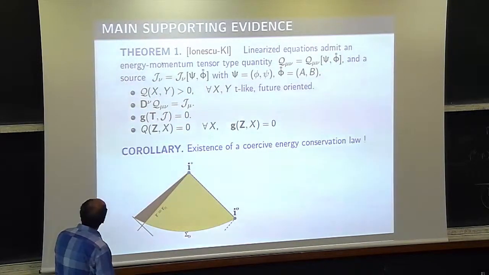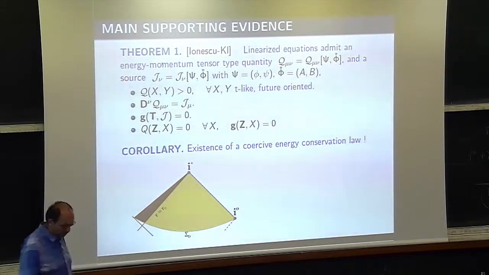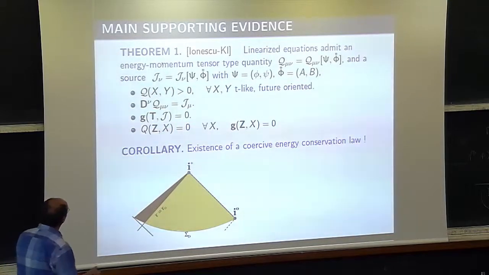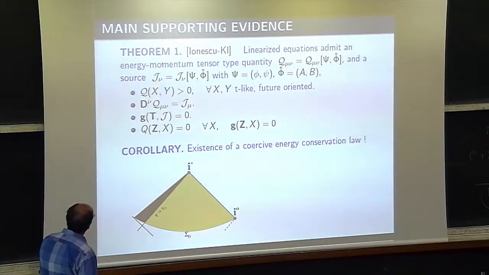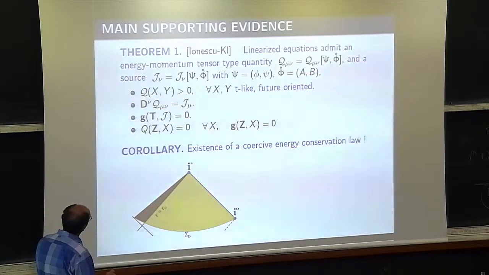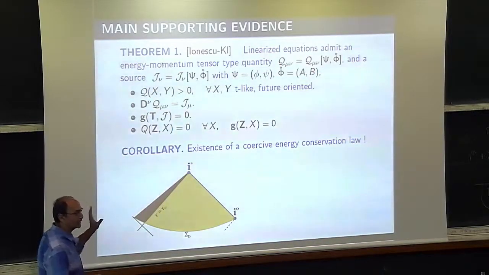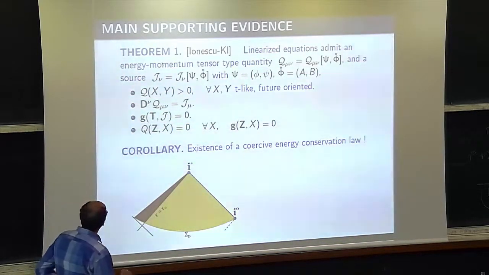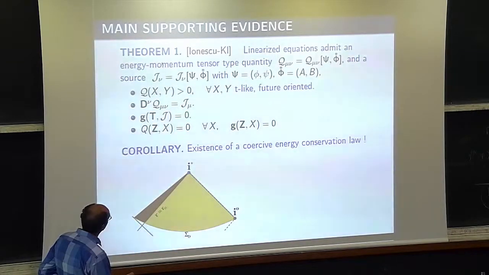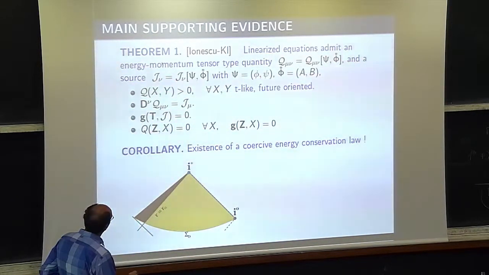So the main supporting evidence for the conjecture, which I have, is this result with Ionescu, which says the following: the linearized equations, these complicated linearized equations that we saw, admit an energy momentum tensor type quantity Q, which depends on phi, psi, and A and B. So A and B are the stationary solution.